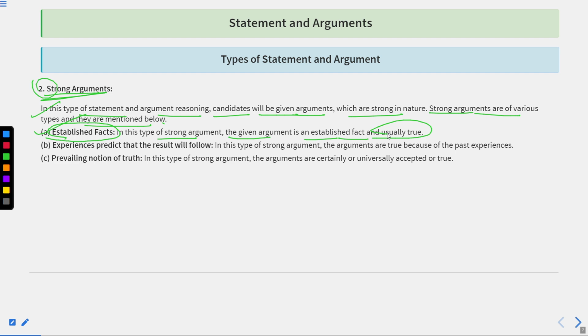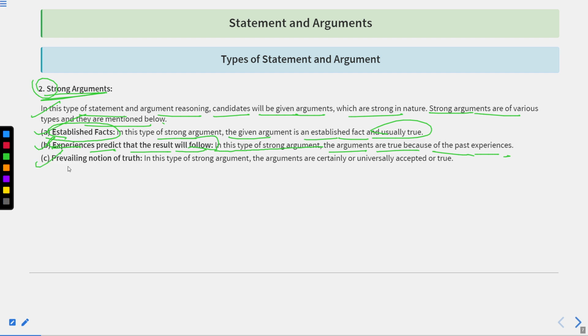Experiences predict that the result will follow. So experiences from the past, from the experiences of the people, from the society, from the atmosphere, that if this particular statement has been given, then this perhaps will happen, will give you a strong argument that experience predicts the result that will follow.